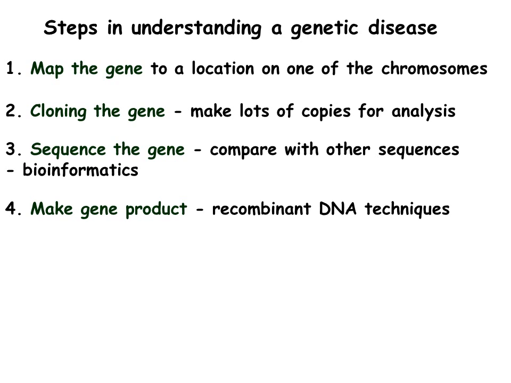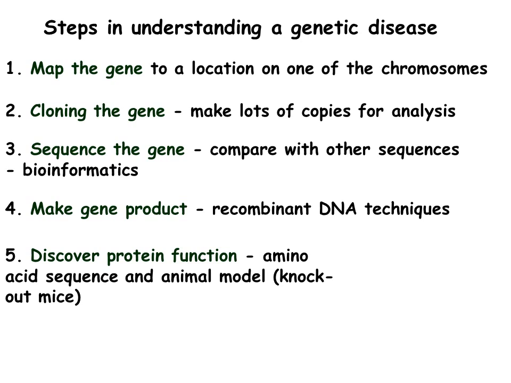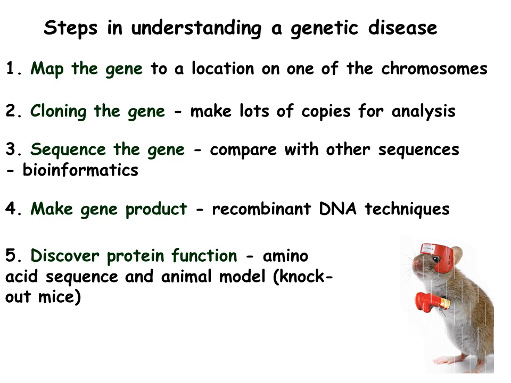Then, using some recombinant DNA techniques, we make the gene product, which of course is going to be the protein. And if we want to discover the protein function, we're going to make what we call knockout mice. In other words, we figure out the amino acid sequence, make sure that an animal has it, and that this protein seems to have a similar function, the same amino acid sequence in other words, and so we inactivate it by inducing a mutation and then see how that animal develops.